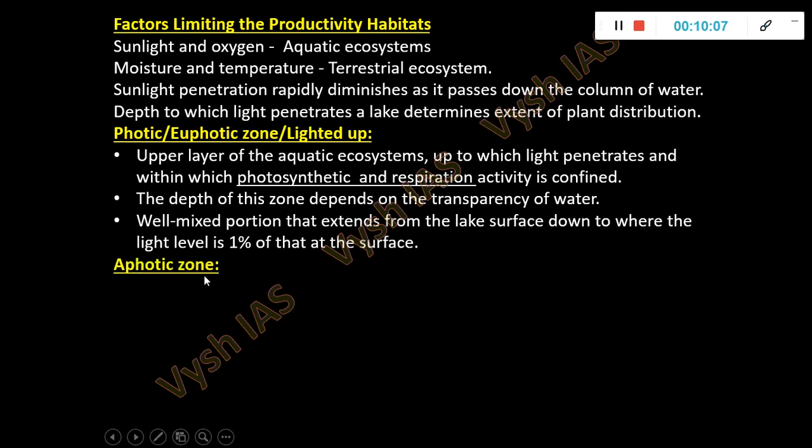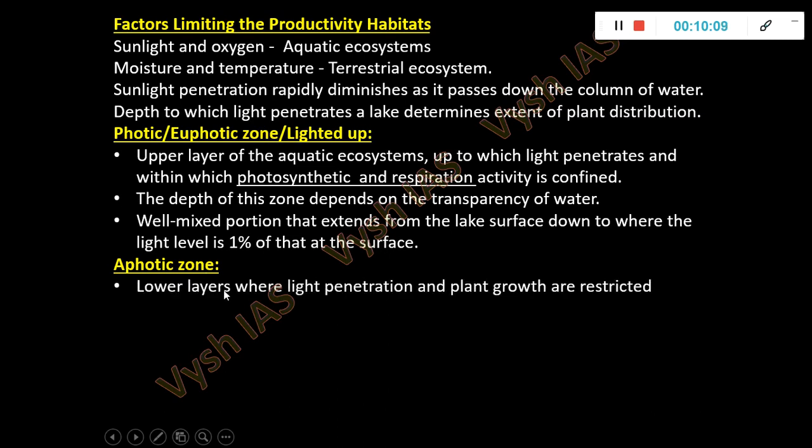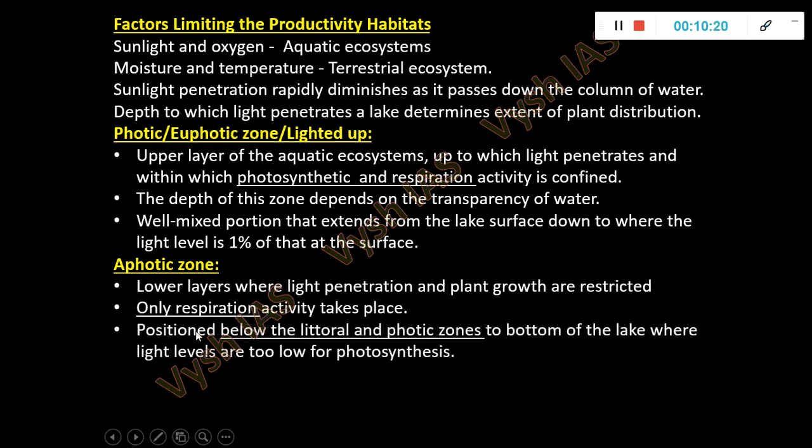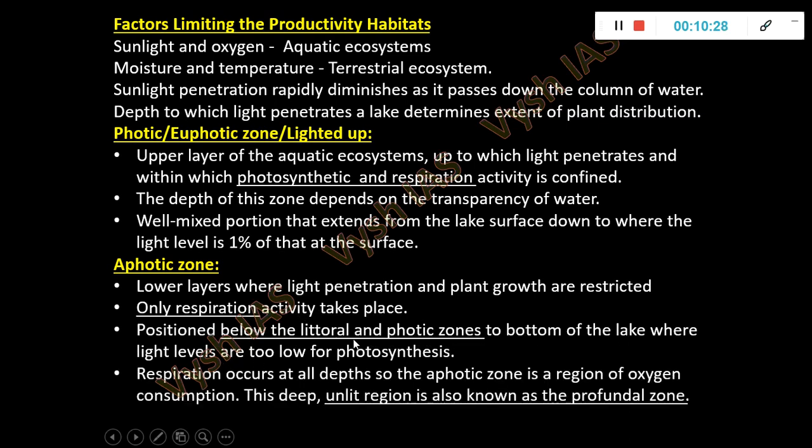Now, the aphotic zone, which will obviously be the opposite of that. These are the lower layers where light penetration and plant growth are restricted. Only respiration activity takes place, because light is not there here, so photosynthesis cannot happen very actively. It lies below the littoral and photic zones to the bottom of the lake, where light levels are too low for photosynthesis. The littoral and all, I'll show you in the diagram.